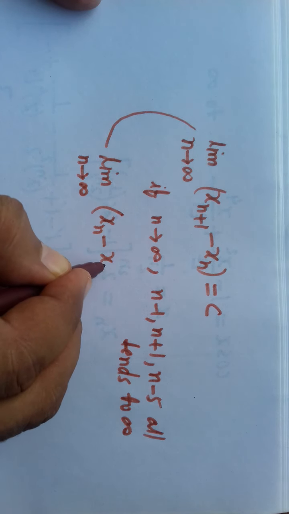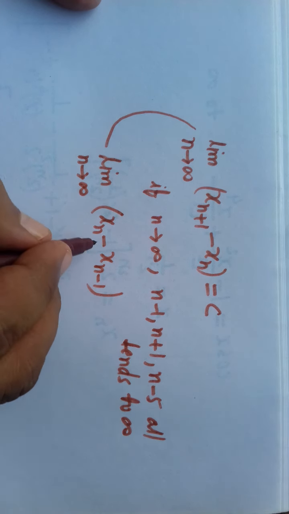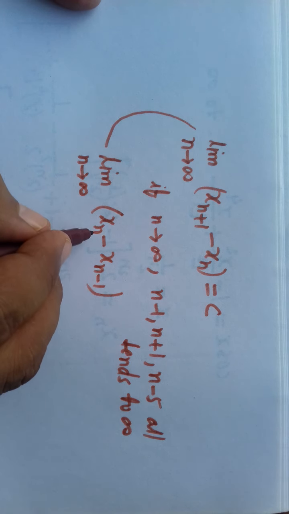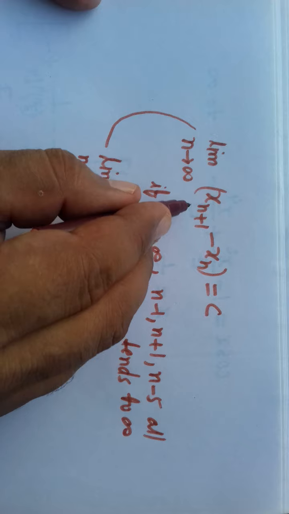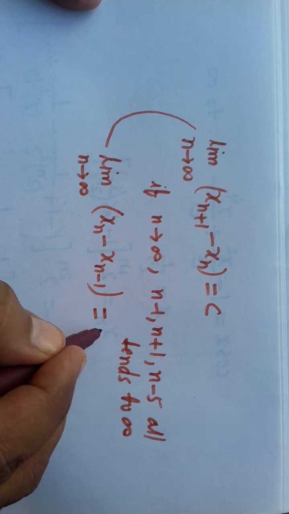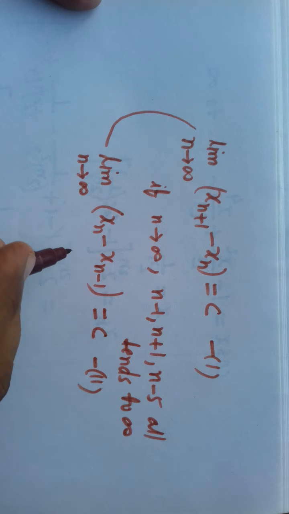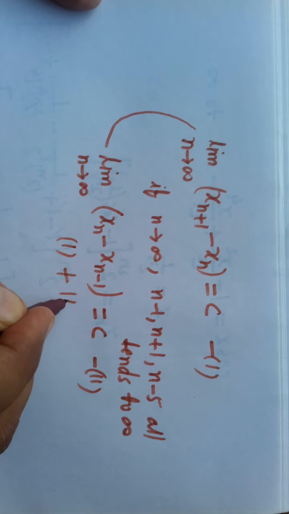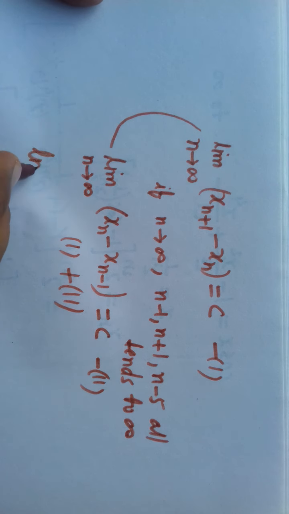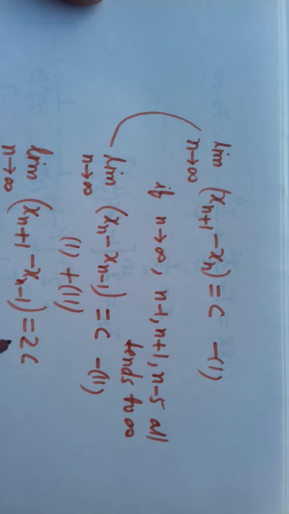x_n − x_{n−1}: here also these two are consecutive, and if n tends to infinity, then n − 1, n + 1 all tend to infinity, as I said earlier. This also will be c. Adding 1 and 2, we get lim n tends to infinity (x_{n+1} − x_{n−1}) equals 2c.